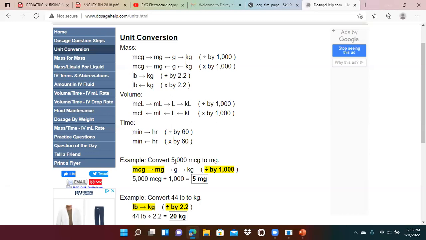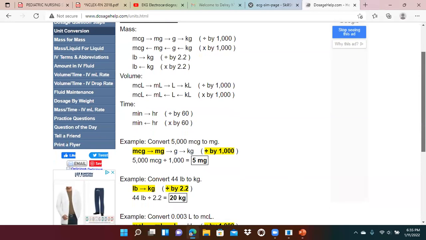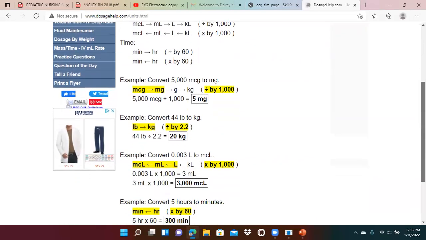Example, convert 5000 microgram to milligram. So you have to divide it by 1000. And 5000 divided by 1000 is 5 milligram. If you convert 44 pound to kilogram, and we know 1 kilogram equals 2.2 pound, so 44 will be divided by 2.2, and it is 20 kilogram. Right?